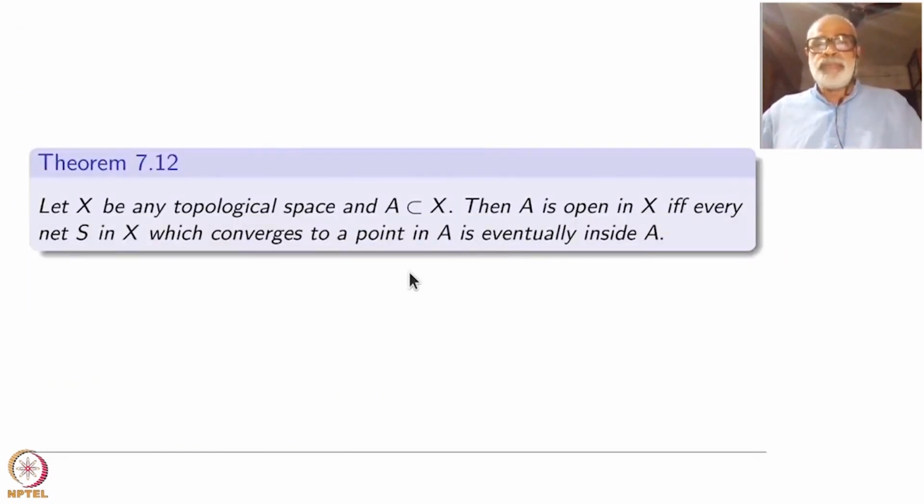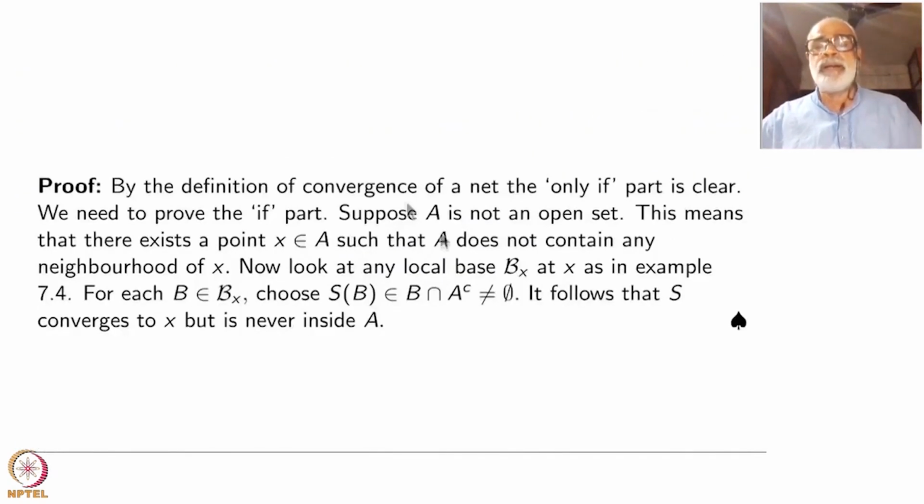Let X be any topological space and A be a subset of X. Take a non-empty subset, because if A is the empty set, then there won't be any statement. Then A is open if and only if every net S in X which converges to a point in A is eventually inside A. So that is a characterization of an open subset other than the empty set. Characterizing all open sets means the topology is completely determined by the behavior of the nets in X. So, this is a theorem which is not at all difficult to prove.